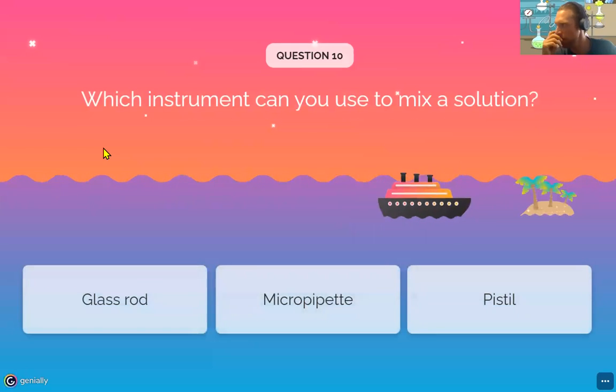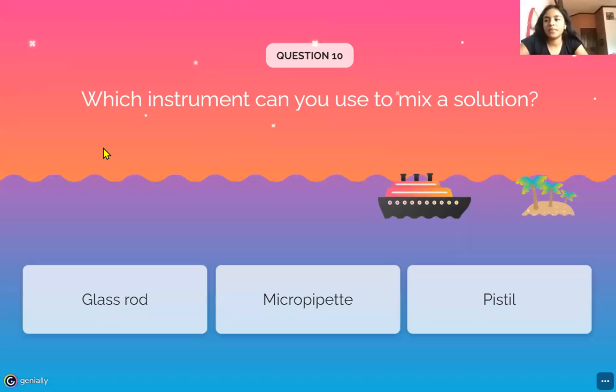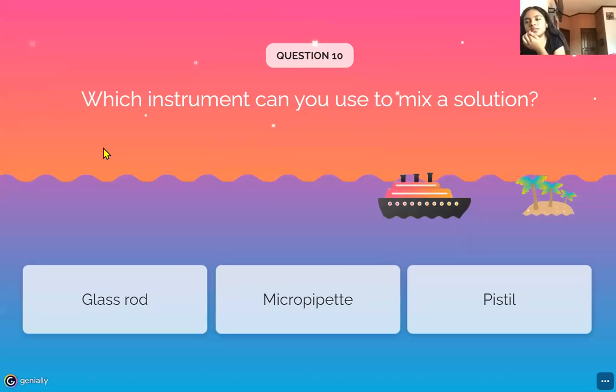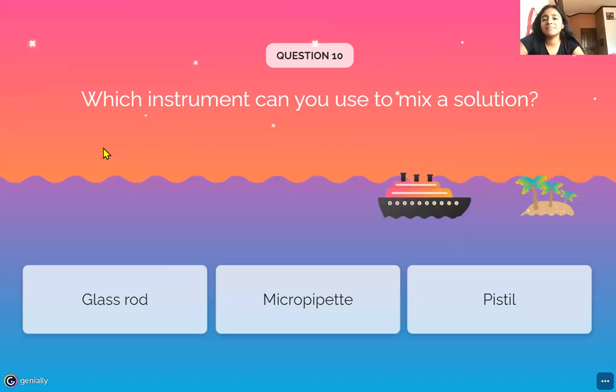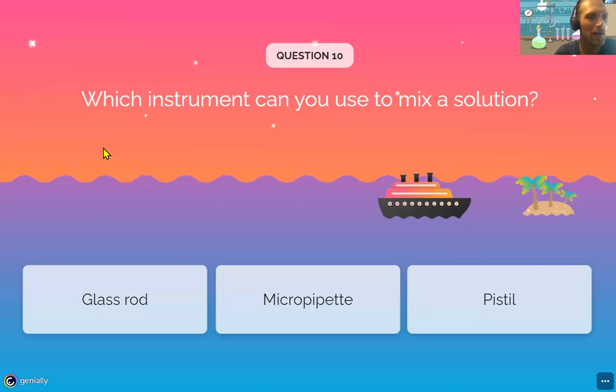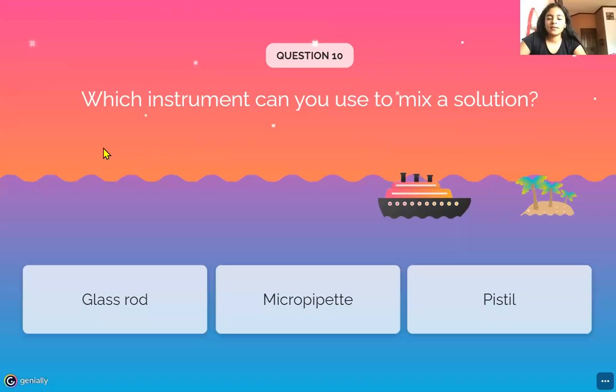Cecia, what do you think of the next one? Which instrument can you use to mix a solution? I don't know. Glass rod? Yeah, glass rod. However, a glass rod is, to say it in Spanish, like a palito de vidrio. Yeah, it's a little stick of glass.